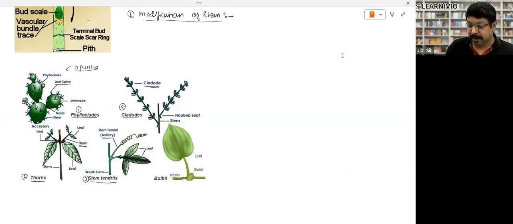Bulbils, right? This is also a modification of the stem. These bulbils are reproductive bodies, and sometimes they fall down and give rise to a new plant, right? So these are the bulbils. Is that clear? Everything clear or not? If you have any doubt, please ask me. Then I will dictate. Okay, great.